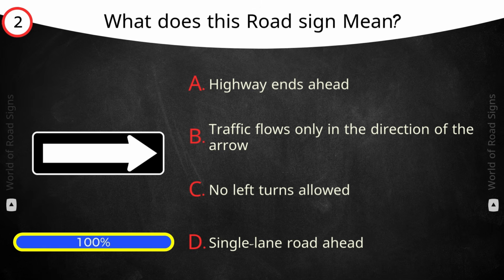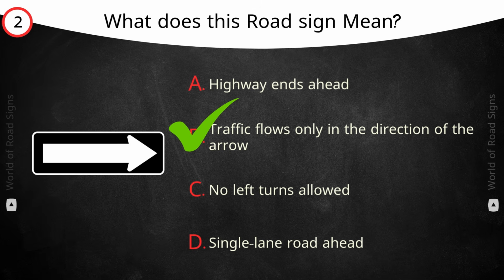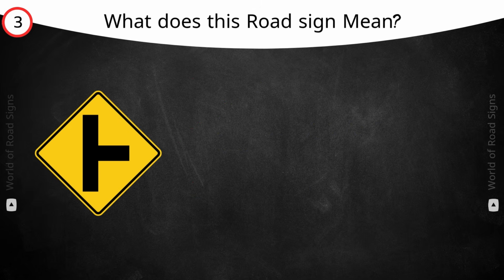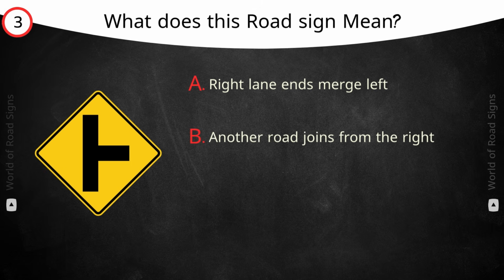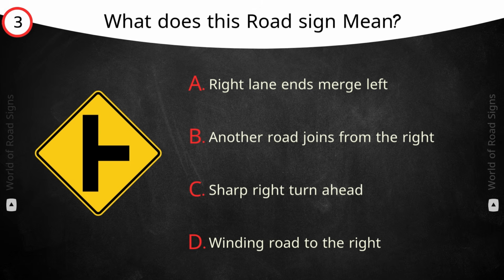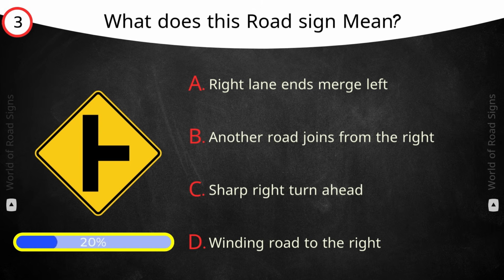The correct choice is option B. Traffic flows only in the direction of the arrow. Question 3. What does this traffic sign indicate? A. Right lane ends, merge left. B. Another road joins from the right. C. Sharp right turn ahead. D. Winding road to the right.